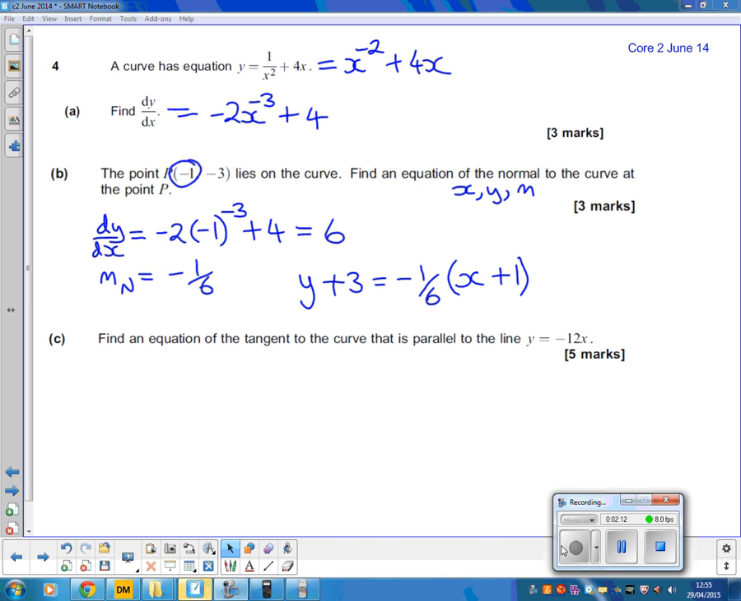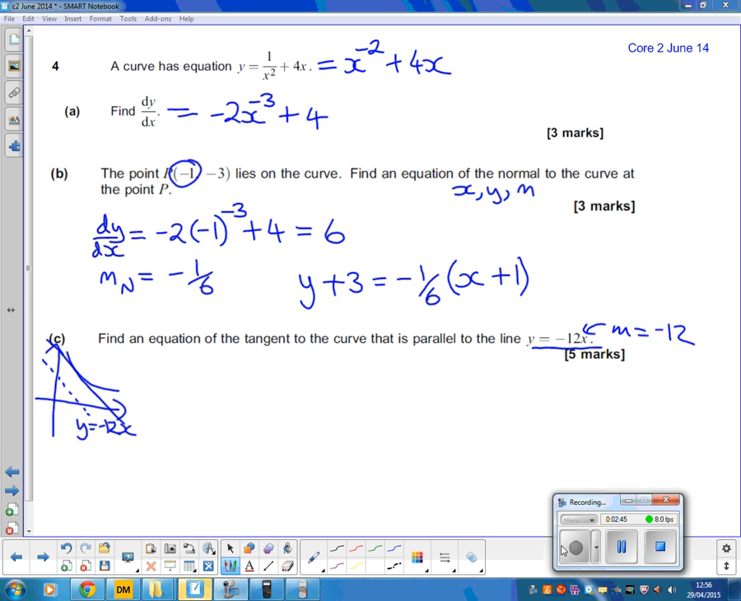Then we move on to something where we have to do a bit of thinking. Now we want the equation of a tangent that is parallel to this line. So we don't know what our curve looks like. Right? So we've got our curve, it's going to look like something. And they've told us they want to find where the tangent is parallel to the line y equals negative 12x. That just means it's got the same gradient. So the gradient of y equals negative 12x is negative 12.